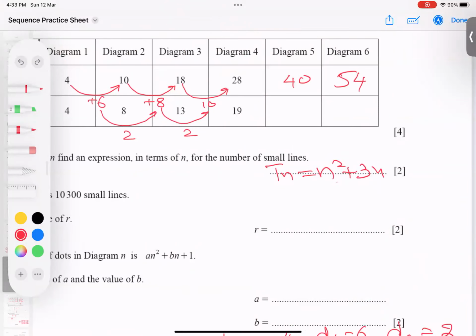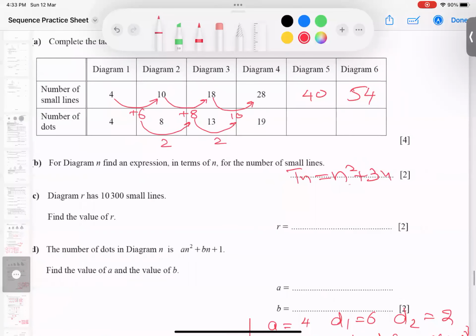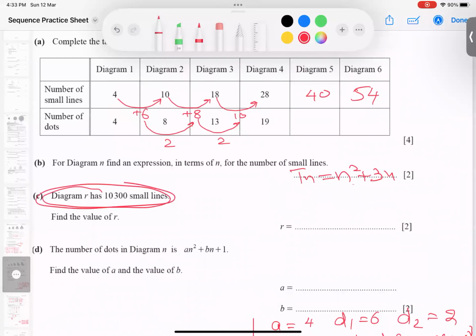So now what I'm going to do, he's saying, if you look carefully at the question, which diagram number contains 10300 small lines. So what I will do, this number I will replace in the place of Tn, and it will give me the diagram number. Maybe diagram number 7, 8, 9, 10, 11, I don't know. So let's start. Plug in here.